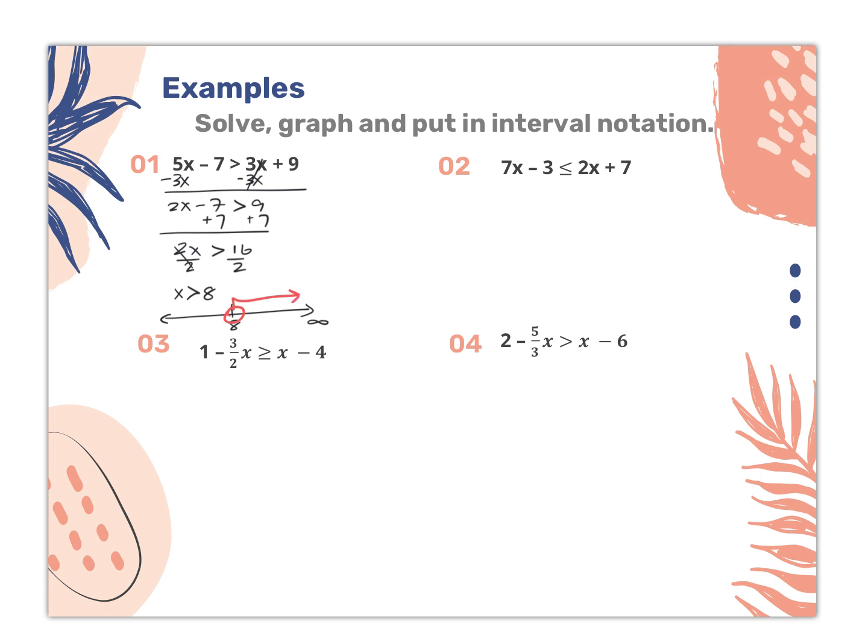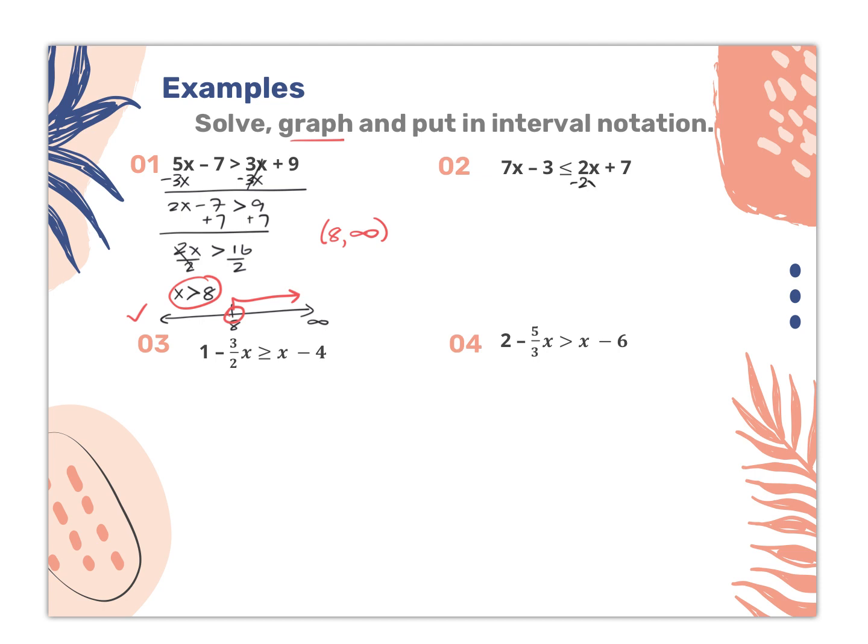Now notice it wanted me to solve. It wanted me to graph. And then it wants me to put it in interval notation. So my leftmost point, my lowest point in my solution is 8. My highest is infinity, obviously, and both of them get parentheses. And so that's all 3 solutions there. Go to the next problem.